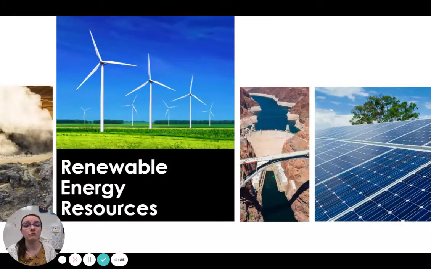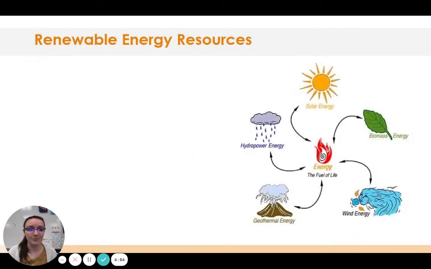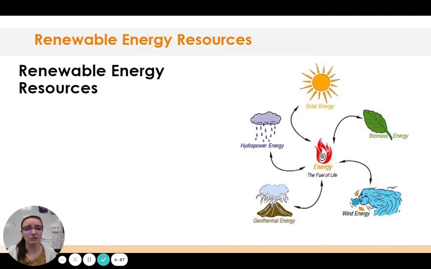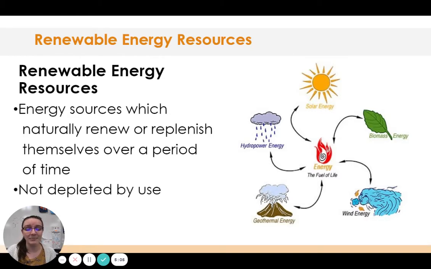So let's talk about some different renewable energy resources. So we said non-renewable is going to be depleted by use. Renewable energy is not depleted. It is being constantly refreshed. It is being made as quickly or even sometimes more quickly than we use it. So if you look around and think about things that are renewable, solar energy, wind, water, all of those kinds of things are renewable. So the main different renewable energy resources we'll talk about are the ones that naturally renew and replenish over a period of time and are not depleted by use.